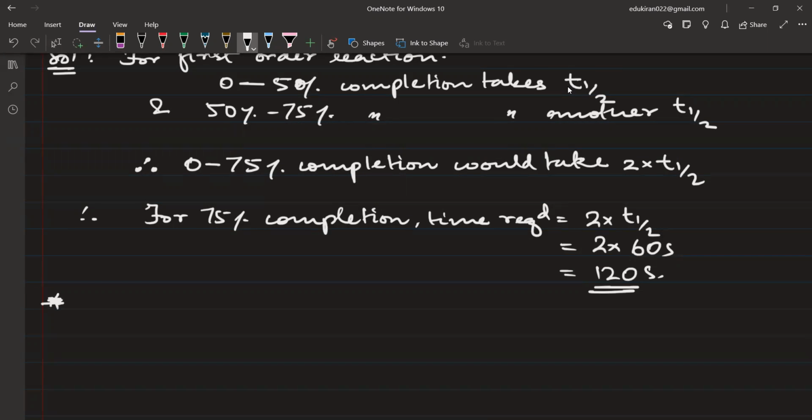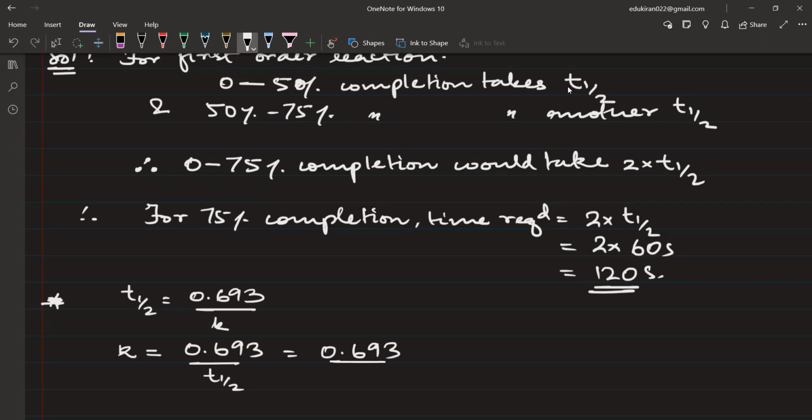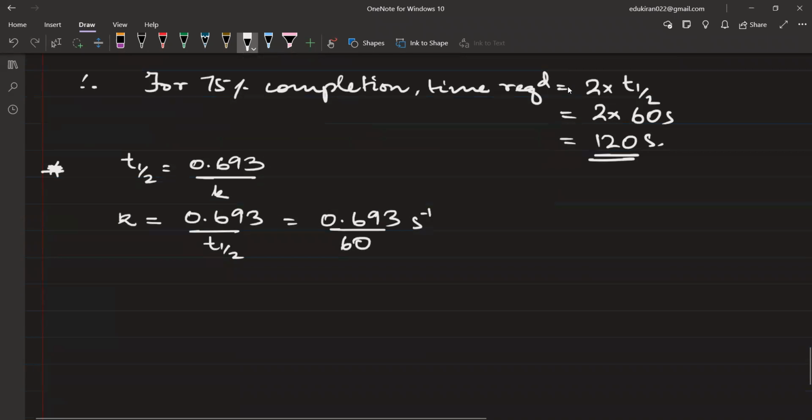Please see, t half is equal to 0.693 divided by k, this is for first order reaction. Then I will calculate the k, which is equal to 0.693 divided by t half, which will be equal to 0.693 divided by 60 second inverse, because second was in the denominator, it will go into the numerator and become second inverse.